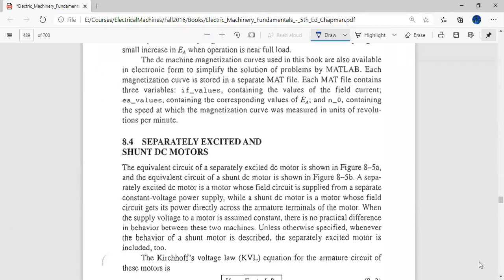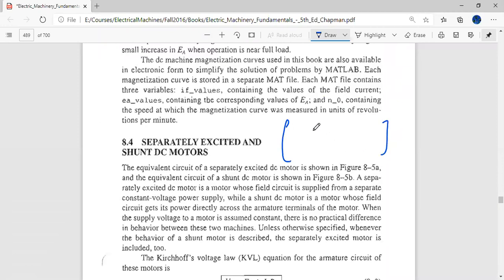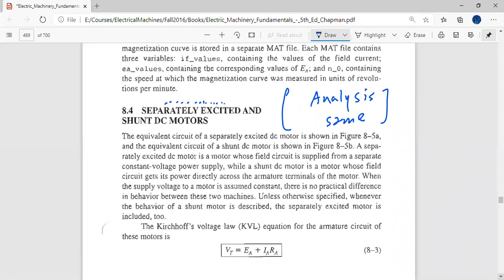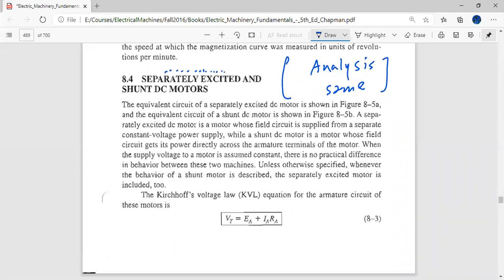Okay, so we were discussing separately excited and DC shunt motors, and we saw that their analysis is the same. So if we study the analysis for one machine, for example, shunt DC motors, then the same will stand for the separately excited DC machines. We do not have to derive an expression for this. And the primary equations for the DC machines are very simple as compared to the synchronous machines. They are mostly governed by just Ohm's law, Kirchhoff's voltage law, and Kirchhoff's current law.